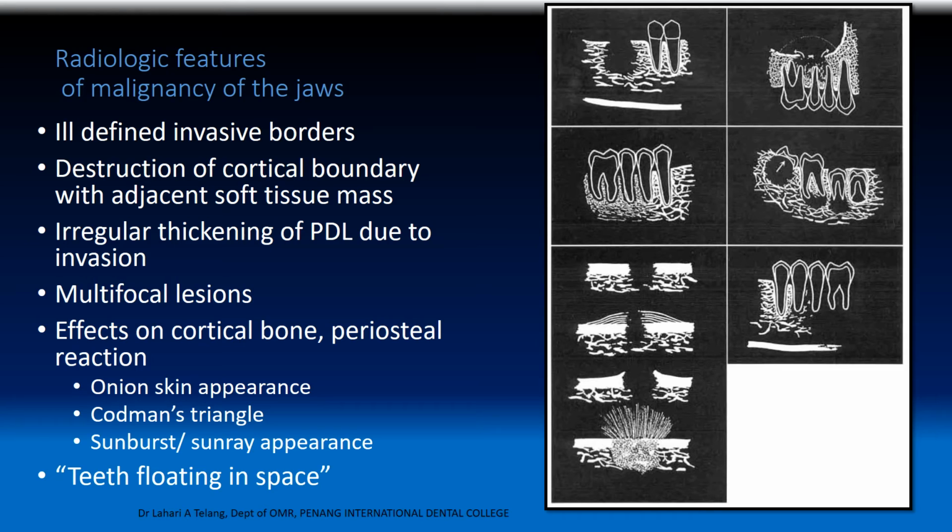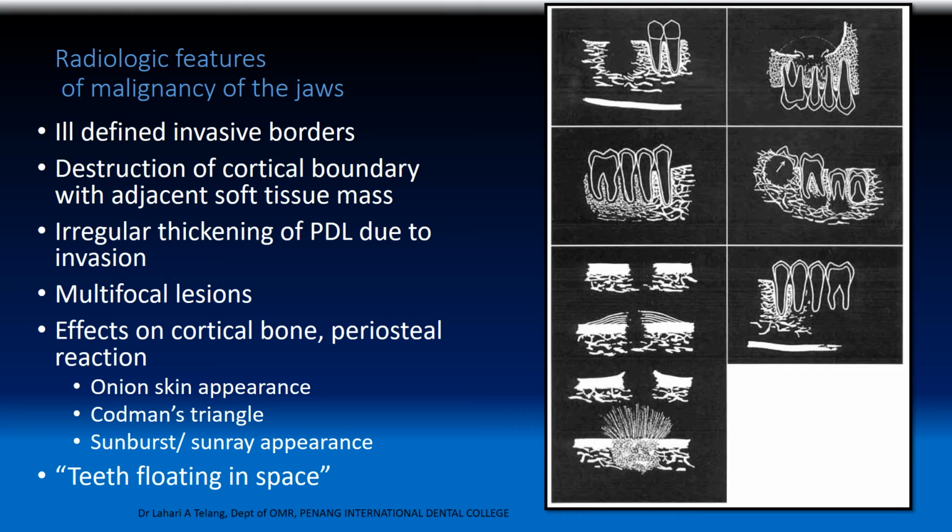So, when we're talking about that, it is important to keep in mind that radiologic features of malignancies can manifest as ill-defined invasive borders, lesions with borders which are ill defined, and destruction of the cortical boundary with an adjacent soft tissue mass. There could be irregular thickening of the PDL due to the invasion, for example, the one seen here.